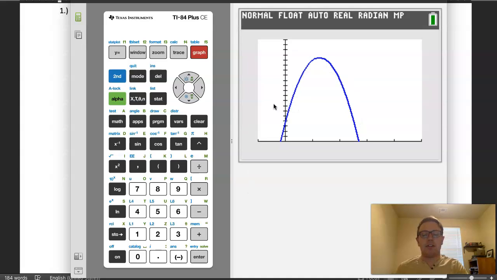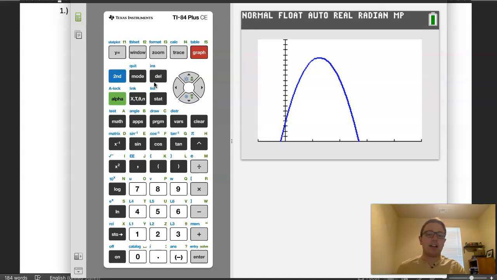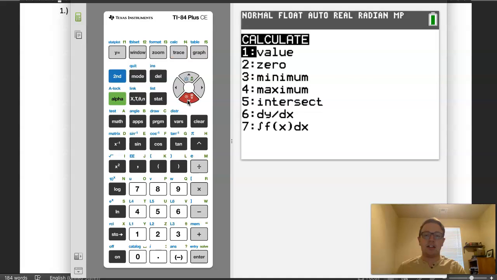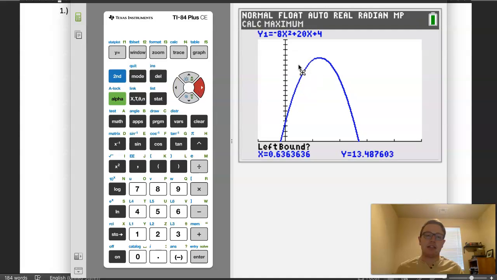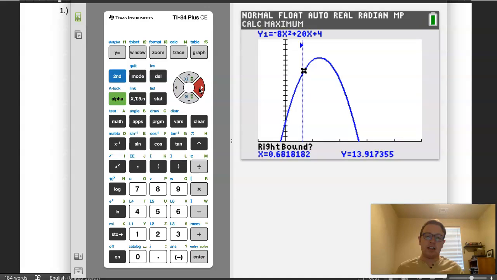Now we could try to test the vertex by doing negative b over 2a, or our calculator has a trick that'll allow us to do it as well. If we press second, calculate again, you'll notice just under 0, number 4 is our maximum. So let's go ahead and click that, see if we can figure this out. It's again asking us for a left bound. So we're going to want to go to the left of where we think the maximum is. Something over on this side where it's very clear not maxed out yet. And it's going to ask us for a right bound. We're going to choose another point way over on the right here and give our guess somewhere in the middle.